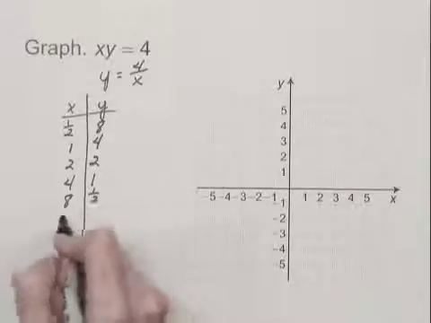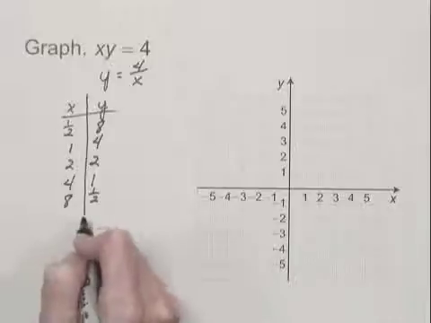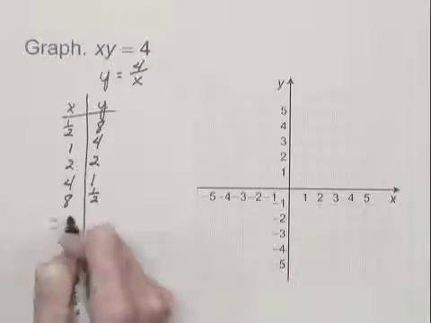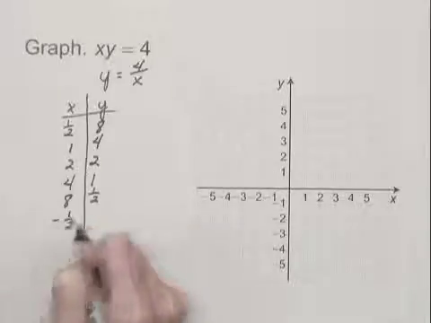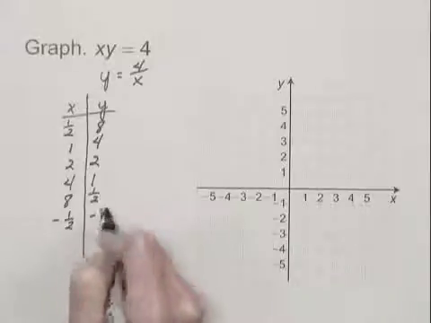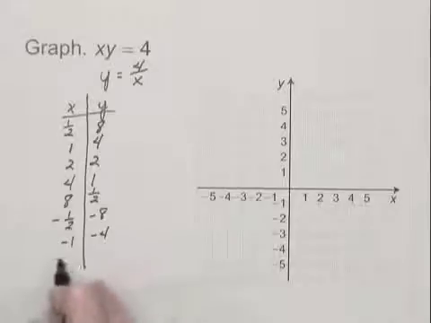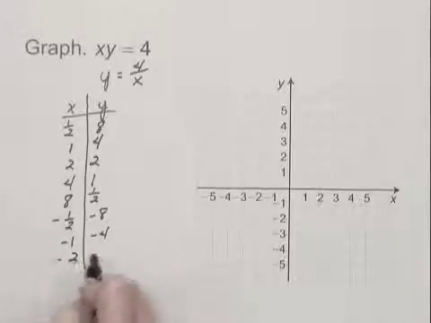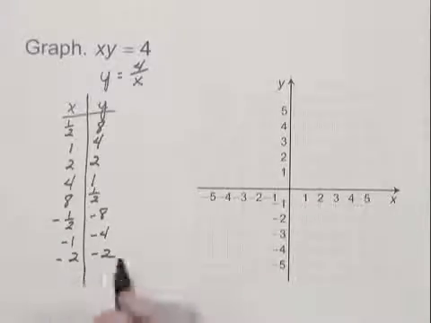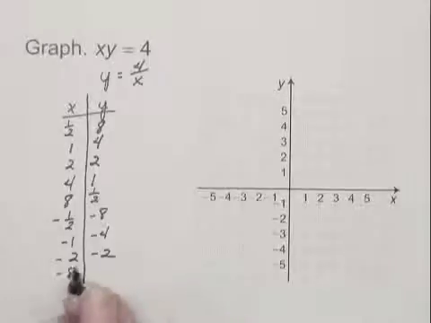Now let's find some values of y for negative values of x. If x is negative 1/2, y is negative 8. If x is negative 1, y is negative 4. If x is negative 2, y is also negative 2. And finally, if x is negative 8, y is negative 1/2. And this should probably be enough points to give us a good idea of the shape of the curve.